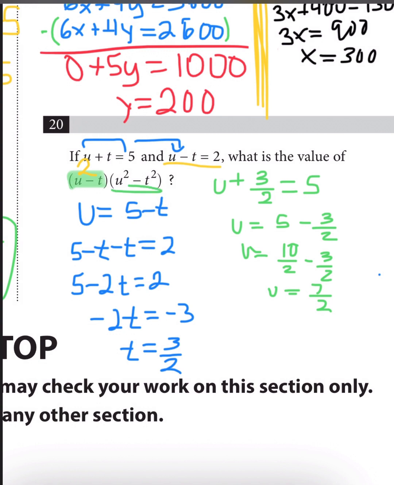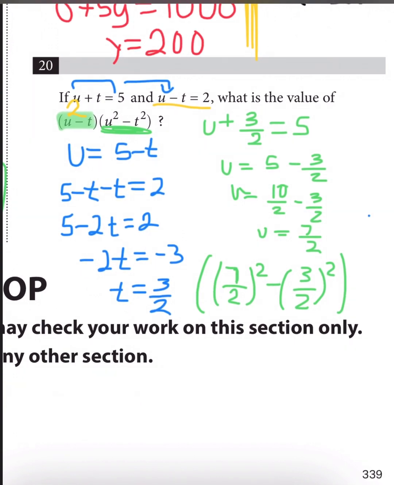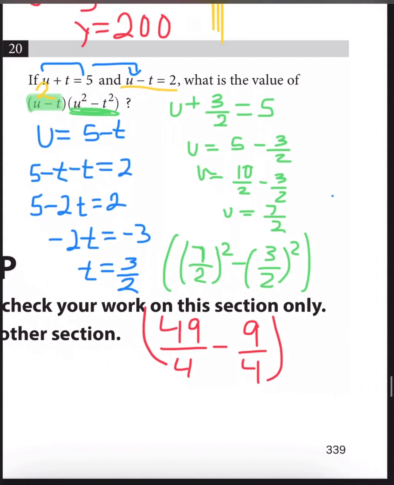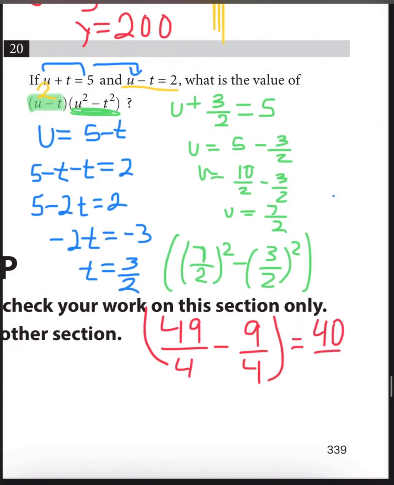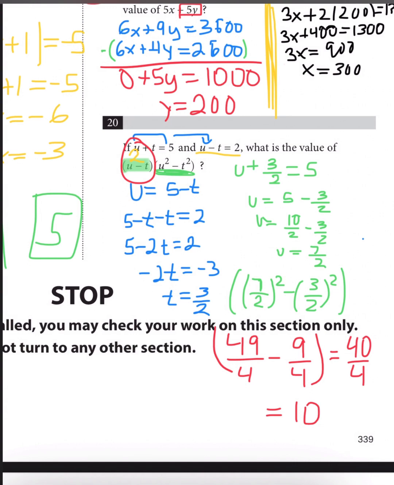Okay, now let's solve this part of the equation. So 7 over 2 squared minus 3 over 2 squared. I'm going to be writing it below here. So that's 49 over 4 minus 9 over 4, which gives us 40 over 4, which is 10. And now remember this. Now we have to multiply 2 times 10, which gives us 20. So the answer for this question is 20.